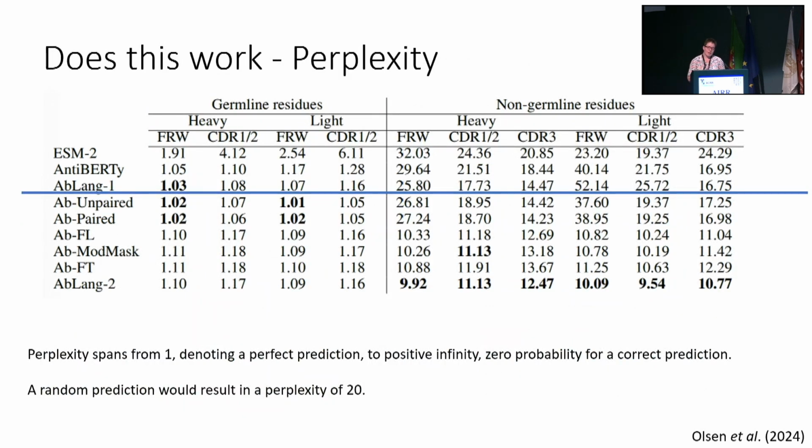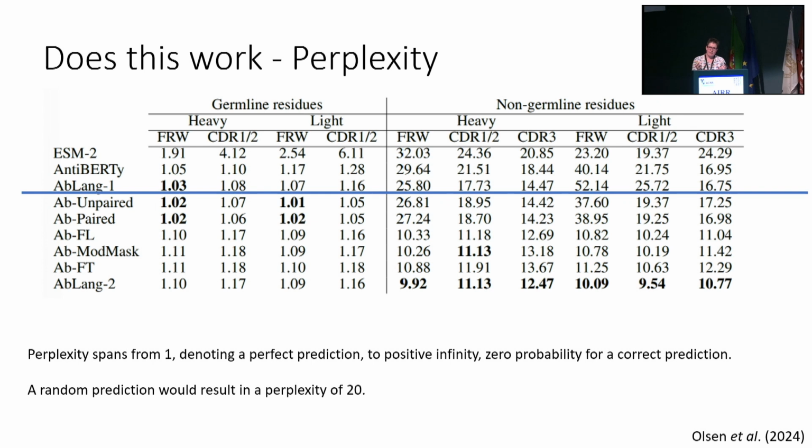So does this work? Well, I'm going to use a measure here called perplexity. Perplexity spans from 1, which would mean you give it a sequence, you mask a position in it, and it gave you back exactly what it should have given you. Yep? And actually it goes to positive infinity. Strictly speaking, it should only go to about 20 for antibodies because it can only get it wrong, if you like, to the level of 20. Actually, spectacularly, you can do slightly worse than that.